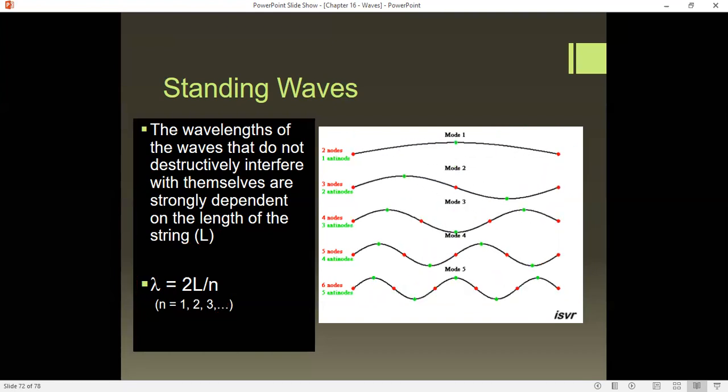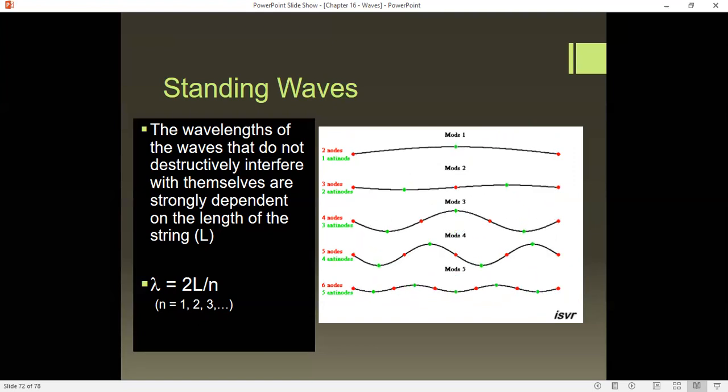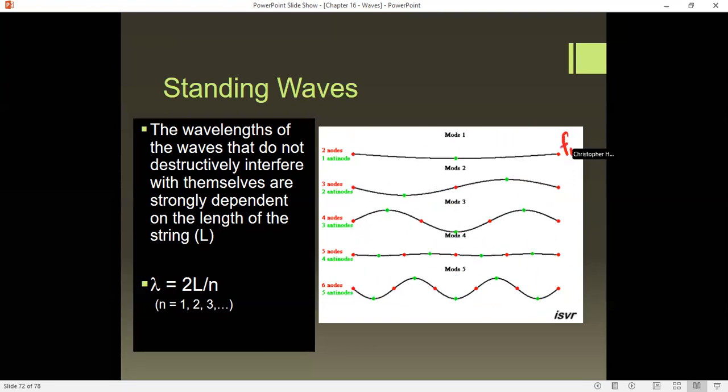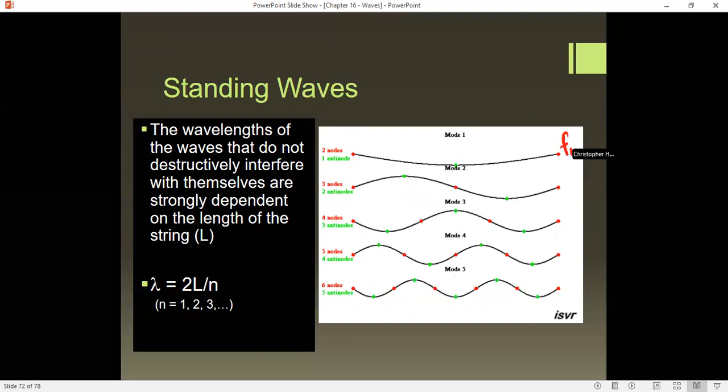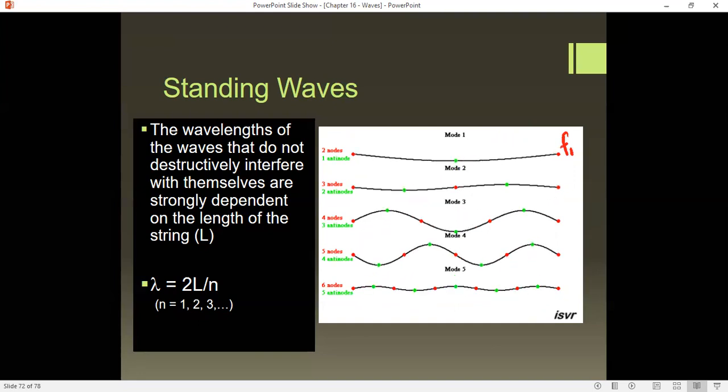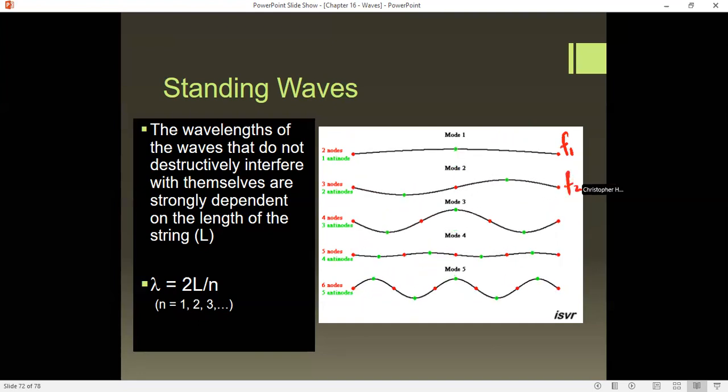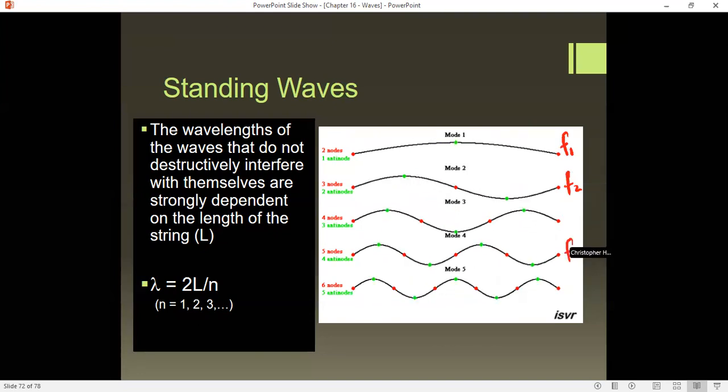This is a nice illustration because clearly we can see this frequency is really, really low. This frequency is twice as high. This frequency is 4 times as high.